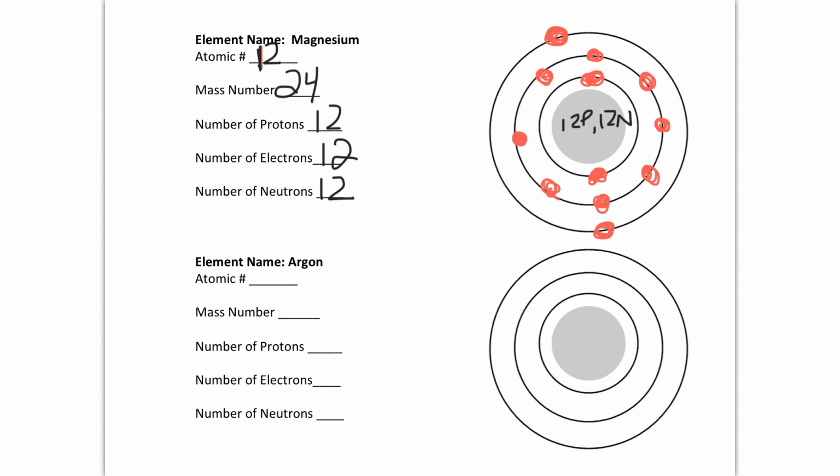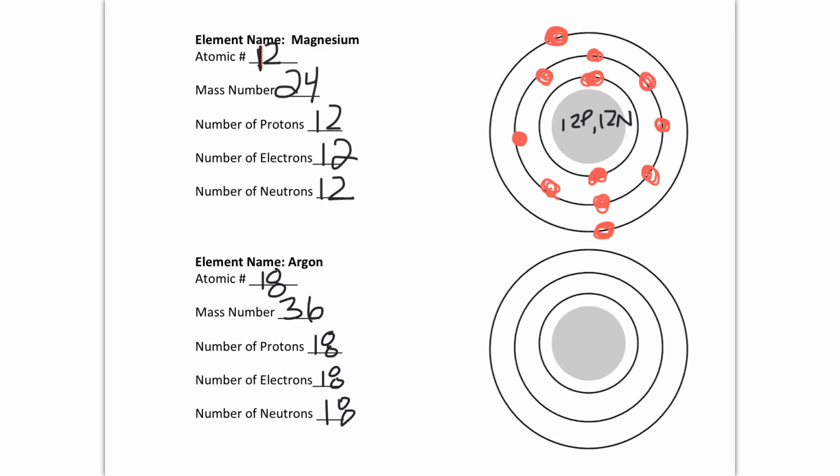And the last one is argon. So we're going to look up argon. We find that's number 18. We don't know the mass number yet. We know it has 18 protons. We know it has 18 electrons. And argon has a mass number of 36. So we put 36 here, and then we have number 18.